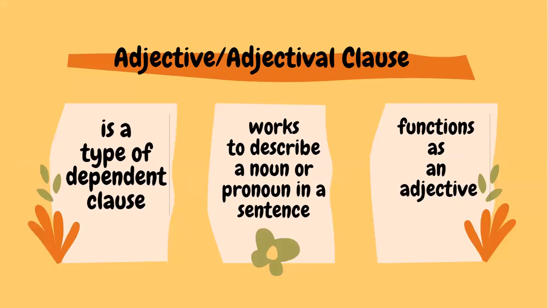Adjective clauses are also called adjectival clauses. So an adjective clause is a type of dependent clause. It works to describe a noun or pronoun in a sentence. It functions as an adjective.